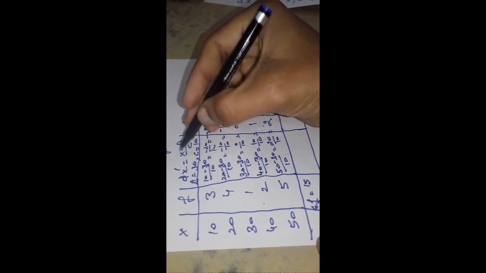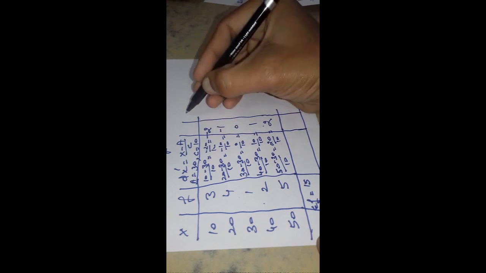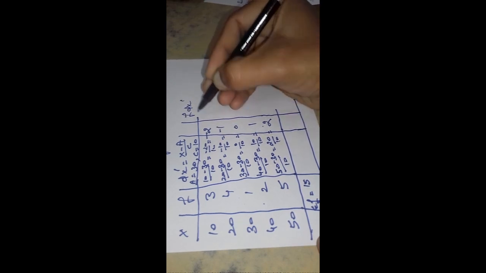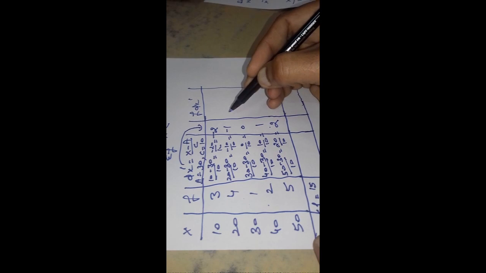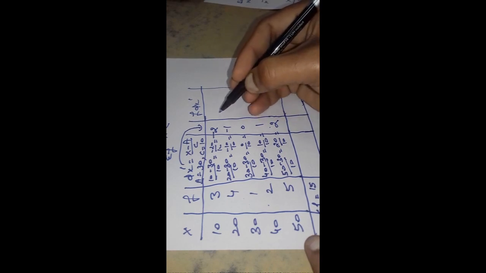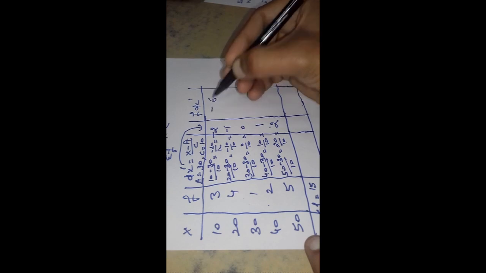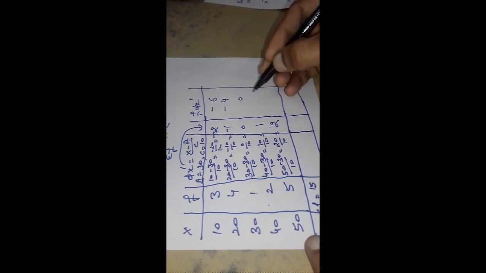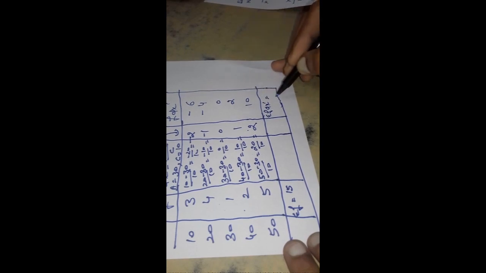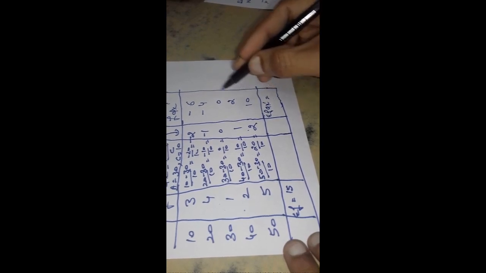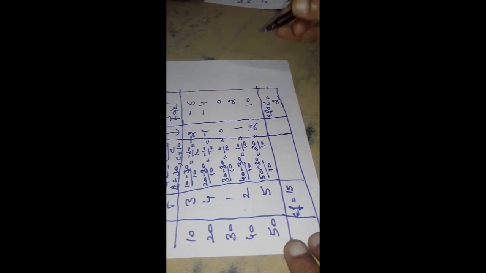So we got dx bar. Now we have to get f dx bar as well. For this, multiply the deviation of x with the frequencies, that is minus 6, minus 4, 0, 2 and 10. Then summation f dx bar equals 2 plus 10, 12, minus 10. Again we got the value 2.